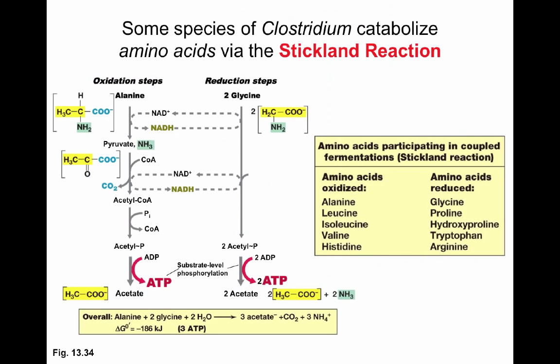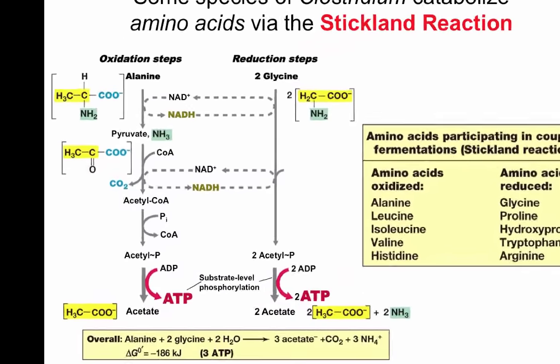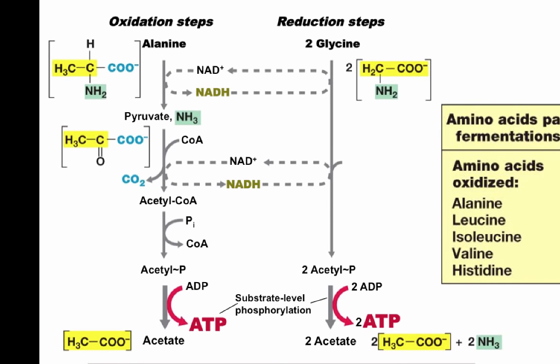Another example of this is the fermentation of amino acids in Clostridium using the Stickland reaction. Now, the Stickland reaction is a fascinating reaction where two amino acids are fermented, and through donation of electrons, they are going to generate ATP. Let's take a look at an example where you have two amino acids. For the Stickland reaction to work, one amino acid has to donate electrons, and the other amino acid has to accept the electrons. So in this example, alanine is the oxidative amino acid, the one that is going to donate electrons, and glycine is the amino acid pair that is going to receive the electrons.